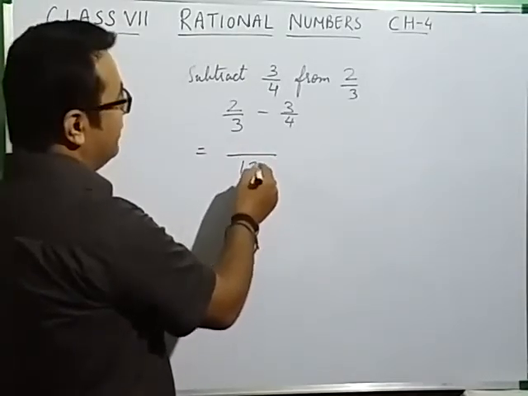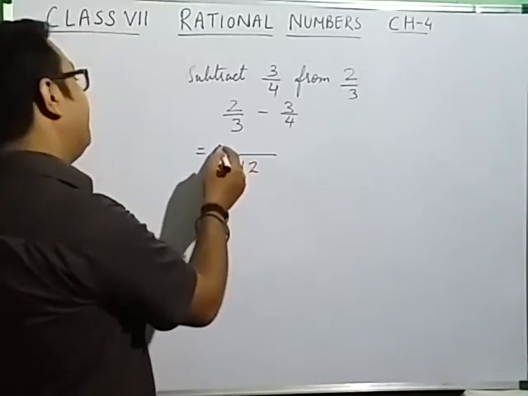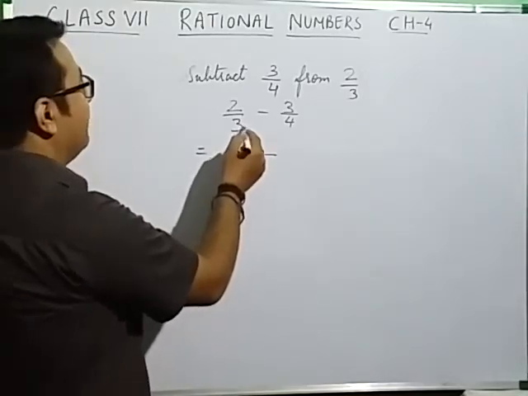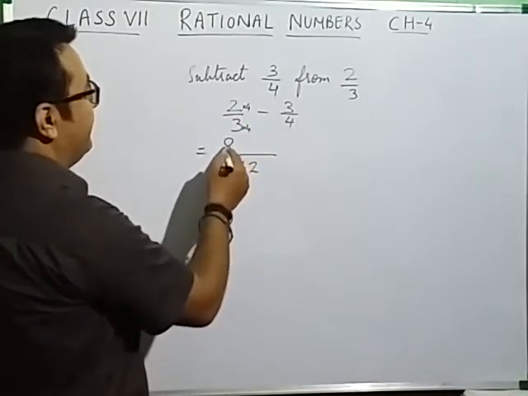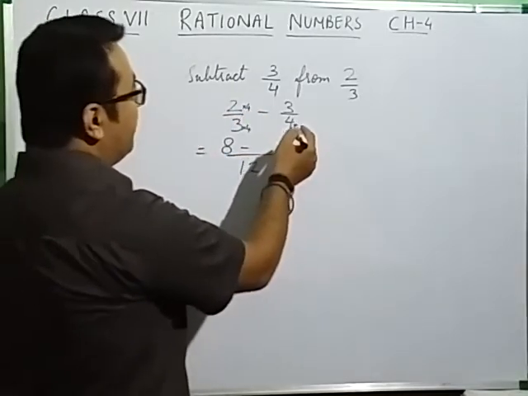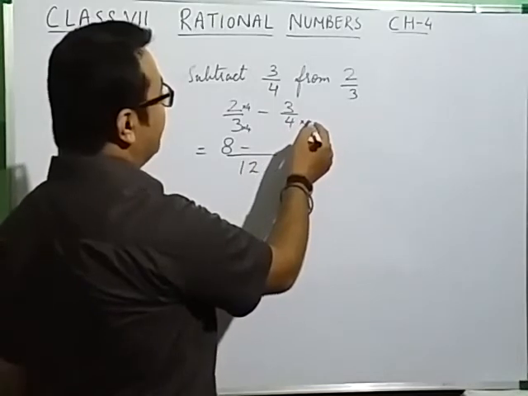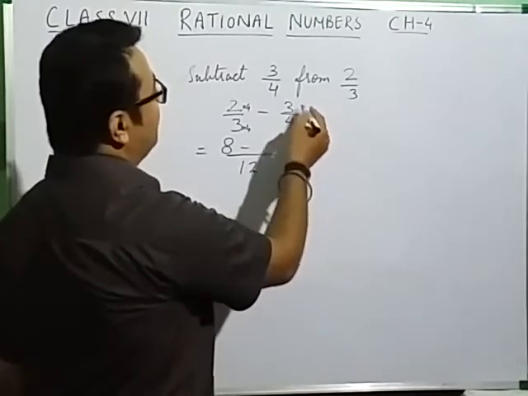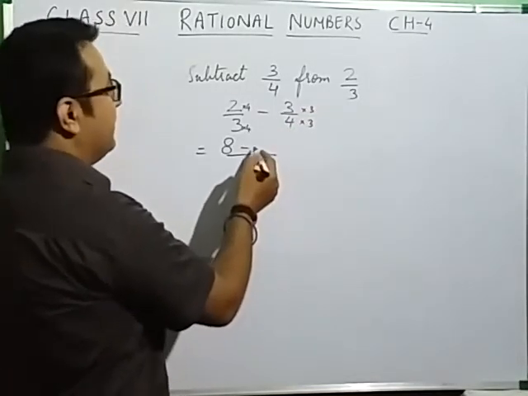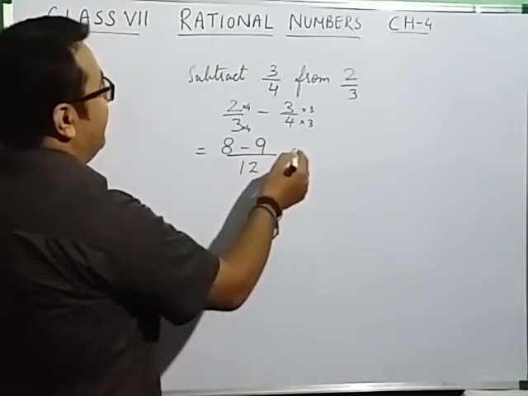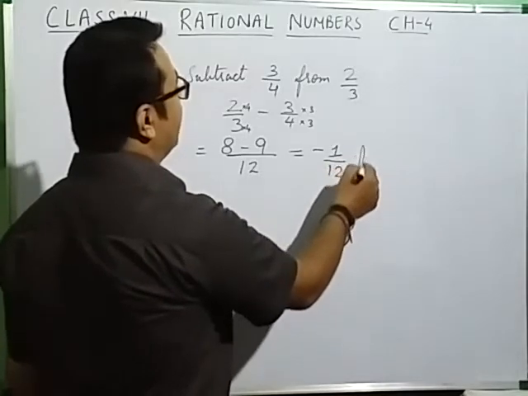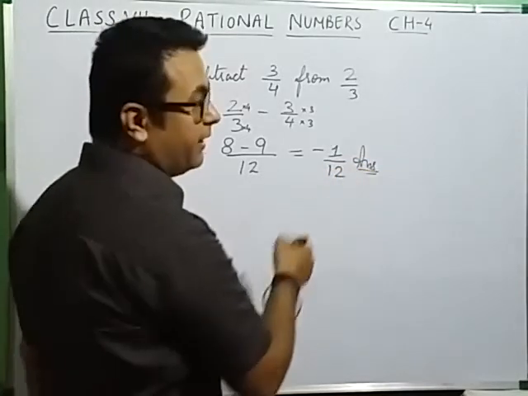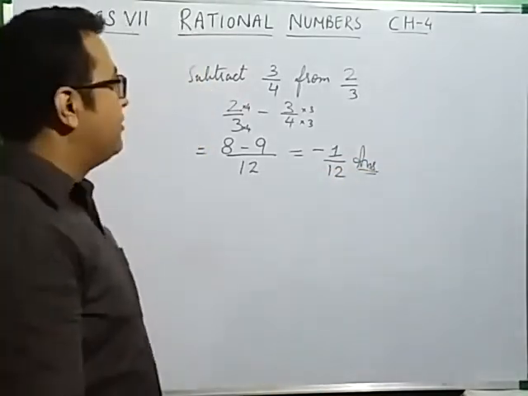LCM of 3 and 4 is 12. Now what should be multiplied by 3 to make it equal to 12? 4. So the numerator will also be multiplied by 4. 2 4s are 8. Minus, what should be multiplied by 4 to get the denominator as 12? 3. So the numerator will also be multiplied by 3. So 3 3s are 9. 8 minus 9 is minus 1 upon 12. This will be the answer. So this is how we subtract two or more rational numbers.